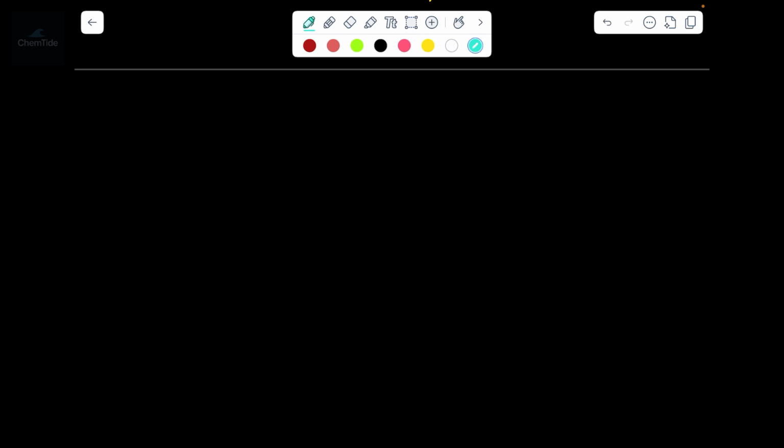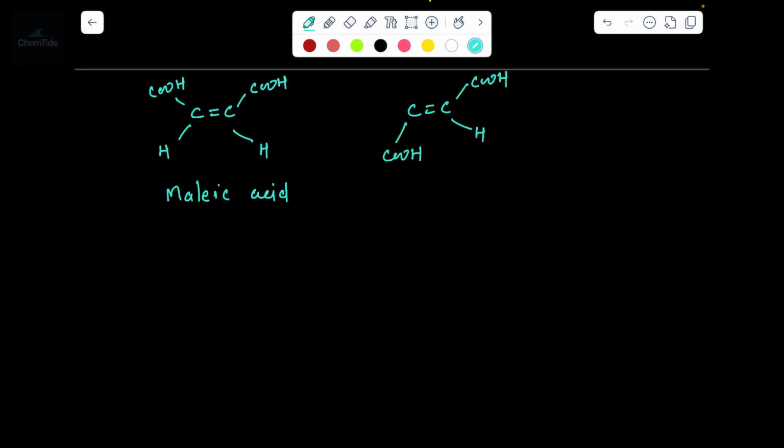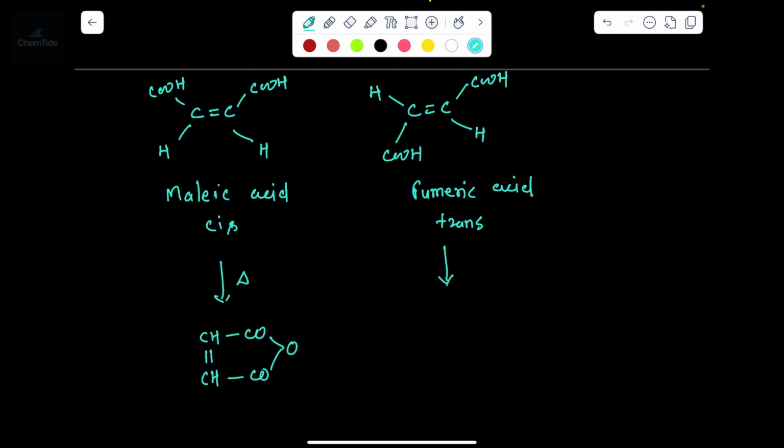They have different chemical properties also. Suppose I'm writing C double bond C with COOH and COOH, H and H. Geometrical isomerism is possible here, and this is called maleic acid, which is the cis pattern. Where C double bond C, COOH, COOH, H and H in the other arrangement is called fumaric acid. So they both have different chemical properties. This is the cis form and this is the trans form. If I heat this up, we will get the anhydride. But when you try this with the other, there is no reaction. So we could say cis and trans have different chemical properties too.